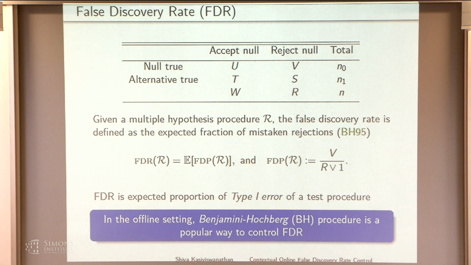Okay, and so in the offline setting, the Benjamini-Hochberg procedure is a very popular way of controlling this FDR. That's been studied for the last 35 years now.